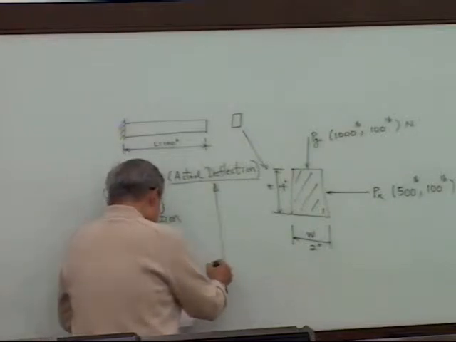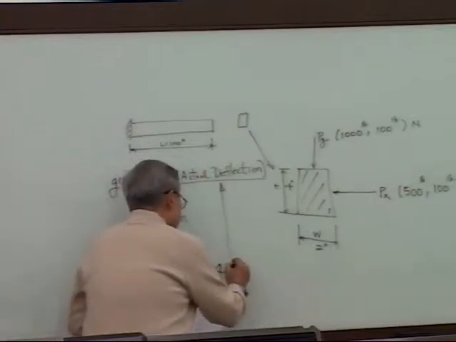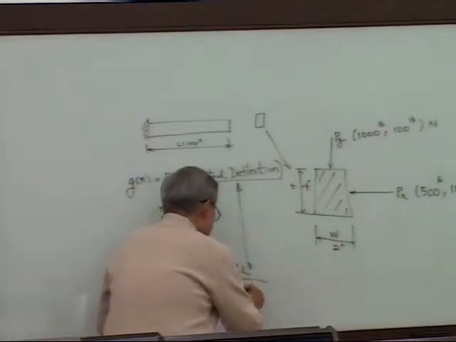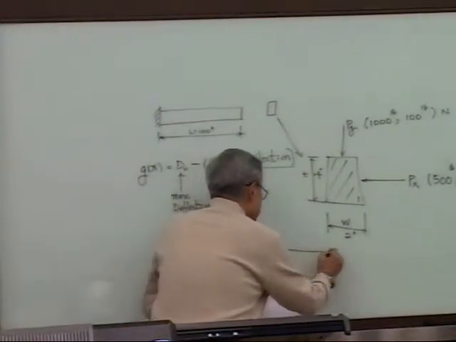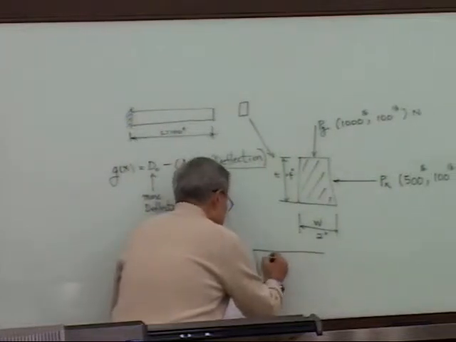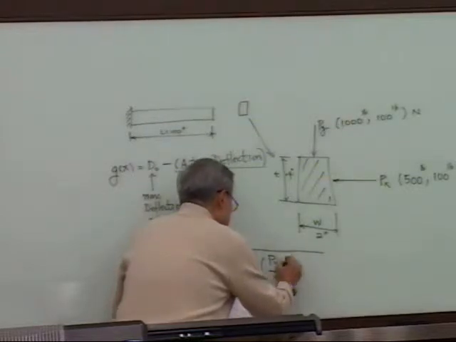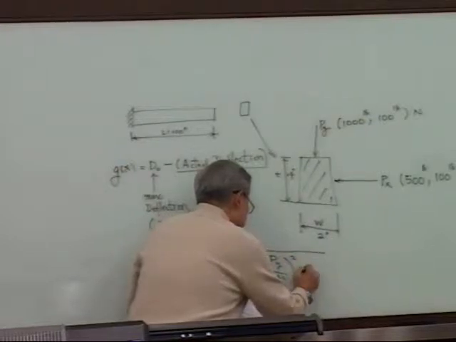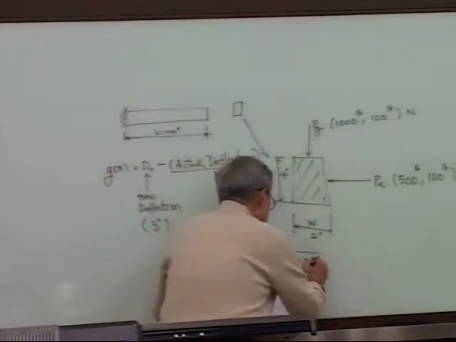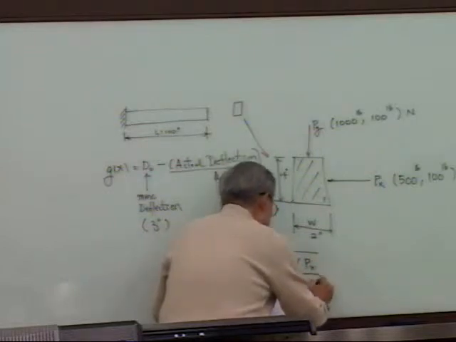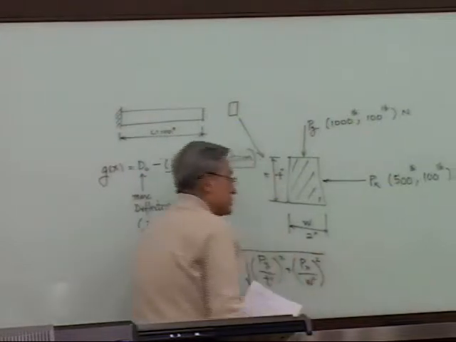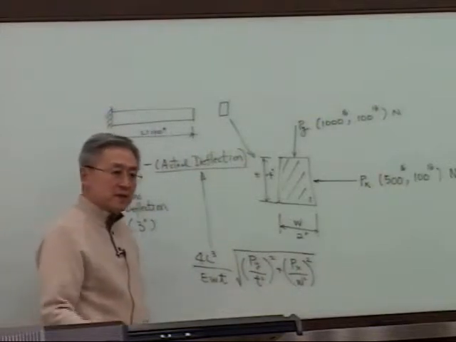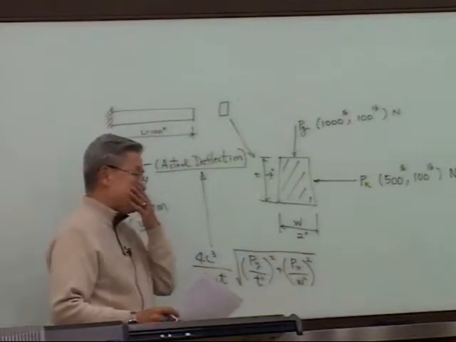The equation on that is 4L cubed over E with T, times the square root of (Py divided by T squared) squared plus (Px divided by W squared) squared. Just take it as a formula in this class, okay?